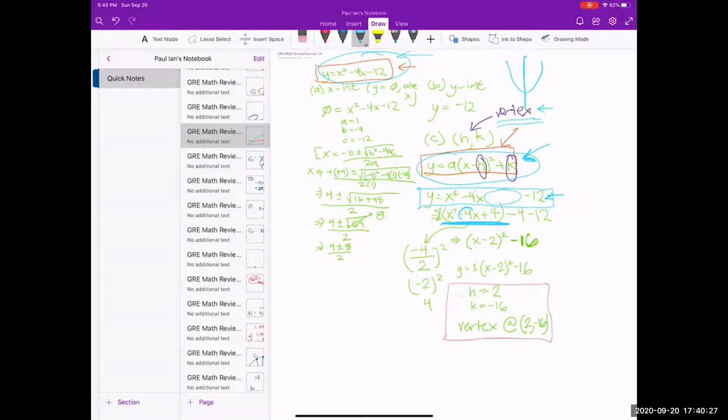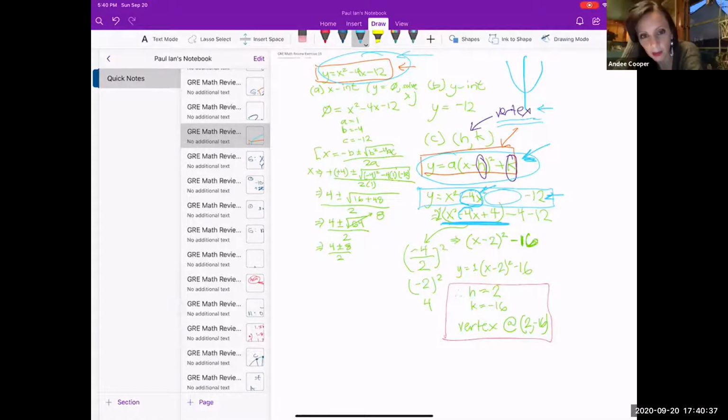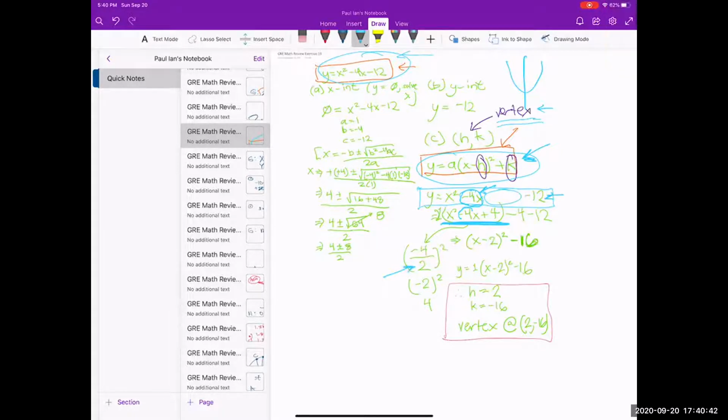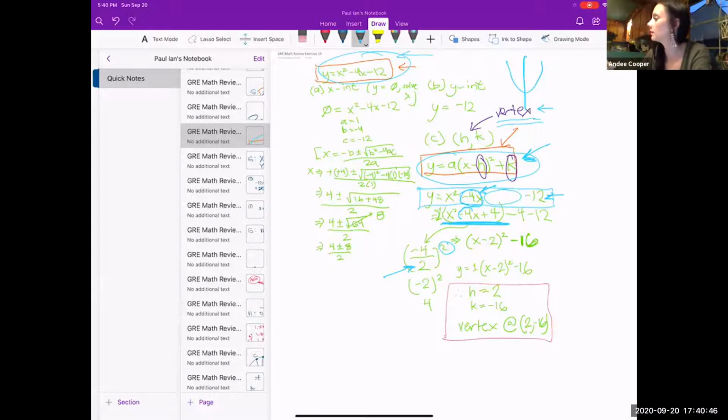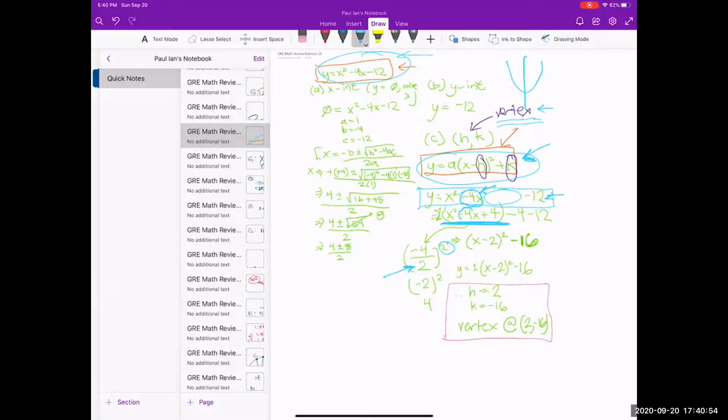So this negative 4, the coefficient in front of the x, you have to divide it by 2 and then square it. Let me know if something seems unclear. How do you know that you have to do that? It's just a rule.